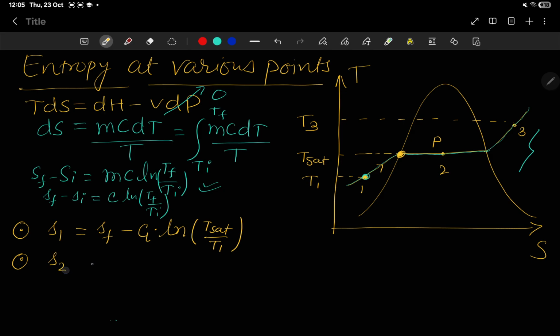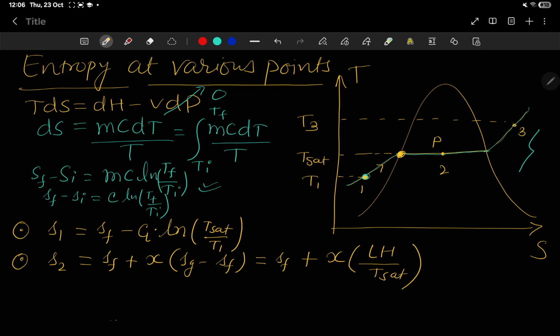Now write S2. We have written earlier S2 will be Sf plus x times Sg minus Sf. Okay, and this we can also write as Sf plus x times latent heat upon T saturation. This is for point 2.